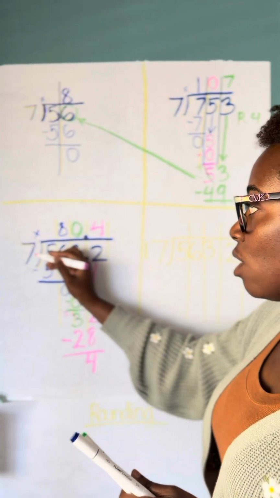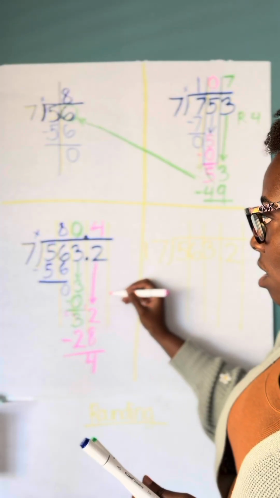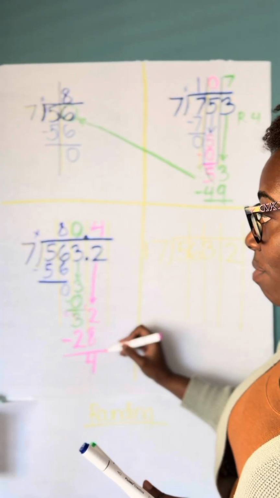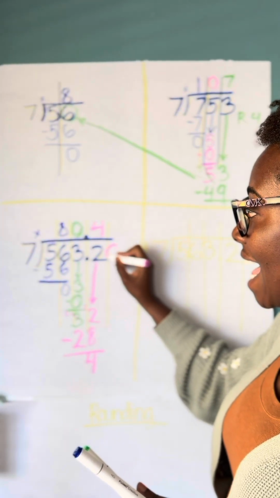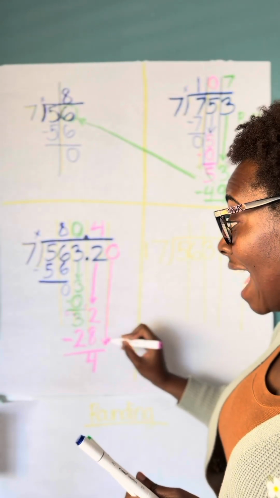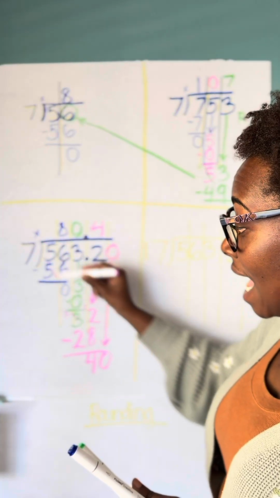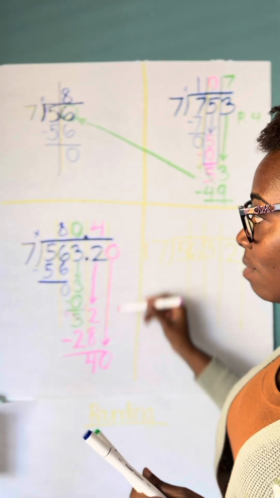And here we have, now look, the remainder is 4. But guess what we can do? We can add another 0. And guess what happens? It keeps going. So now we can say, how many groups of 7 go into 40? We can say 5.